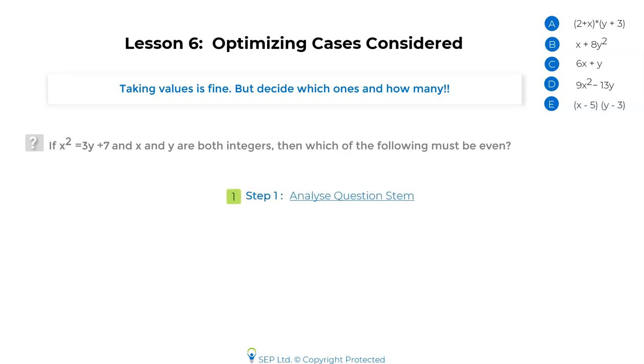Now, we have been given an expression x squared is equal to 3y plus 7. We are told that x and y are integers, and we must figure out which of the 5 options given to us is even.